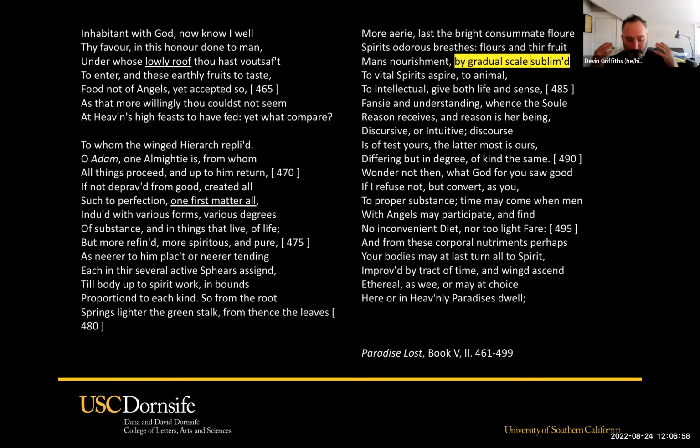So what Raphael is laying out here for Adam is the doctrine of what is called the scala naturae, the scale of nature. And that's why I've highlighted this passage here. By gradual scale sublimed, in other words, that transformation of material into spiritual essences is modeled by the ranking of all creation in existence, the way in which plants are below animals, animals below humanity, humanity below the angels, and the angels below God. There's a scale of nature. But notice, and I'll tell you more about scale, in Milton's account, it is a transforming scale. People are able to move potentially up that scale, Raphael suggests, although he is not certain.